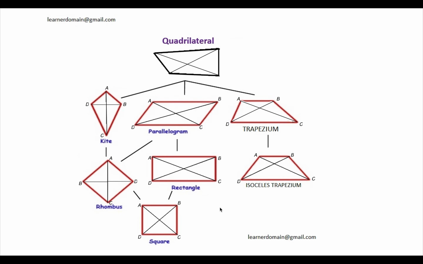Now moving on to the last one, which is a square. How do you define a square? A square is a rectangle with all four sides equal. Now, other than having all the properties of a rectangle, it's got one additional property. What is that? Diagonals bisect each other at right angles. So the diagonals are equal, they bisect each other, and they bisect each other at right angles.